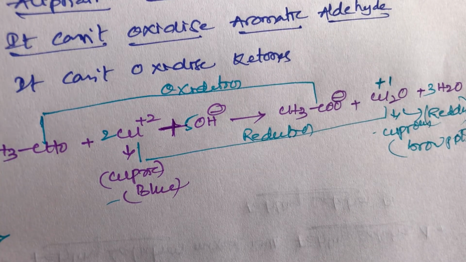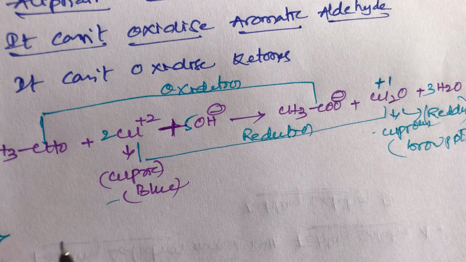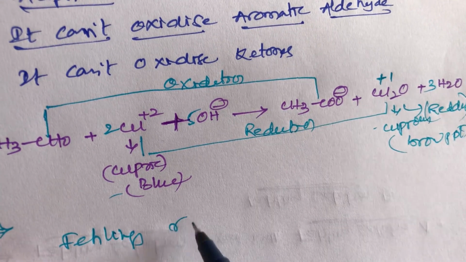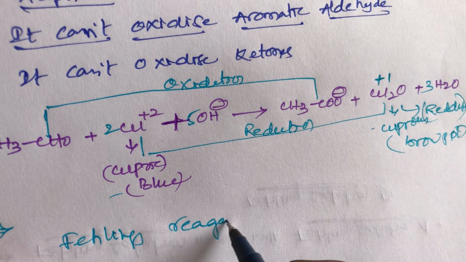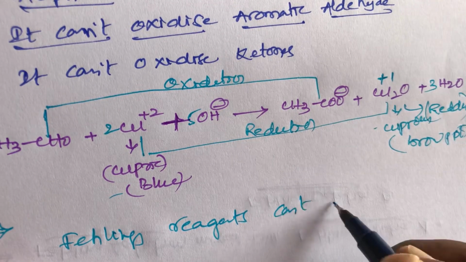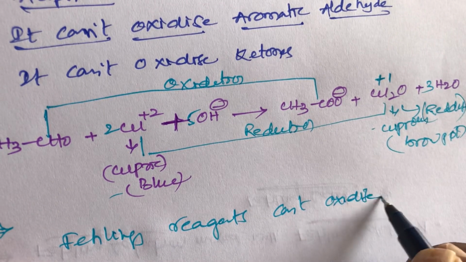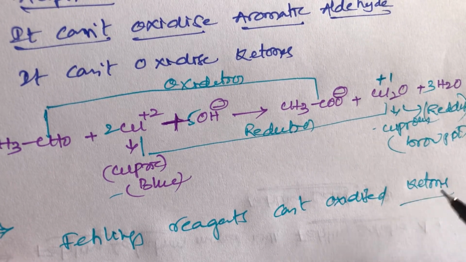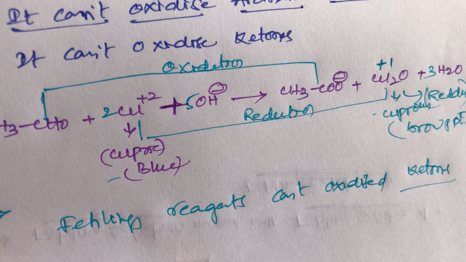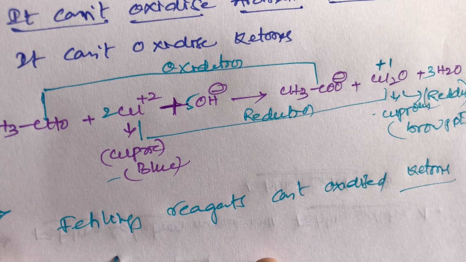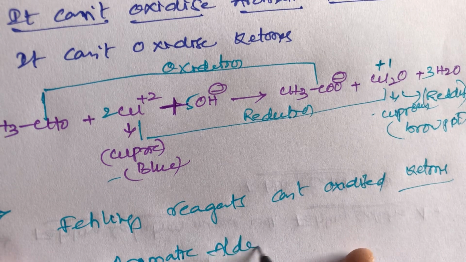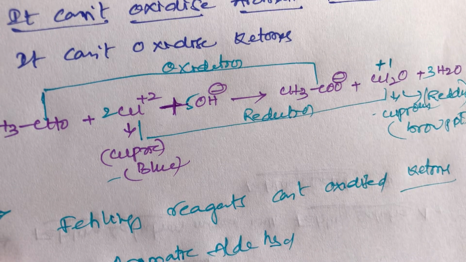And one more point, students: this Fehling's reagent cannot oxidize the keto group. Remember, ketones cannot be oxidized, and it cannot oxidize aromatic aldehyde also. It cannot oxidize aromatic aldehyde. It is very, very important.